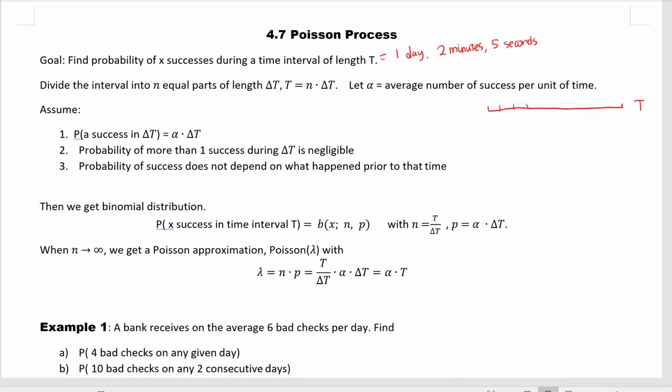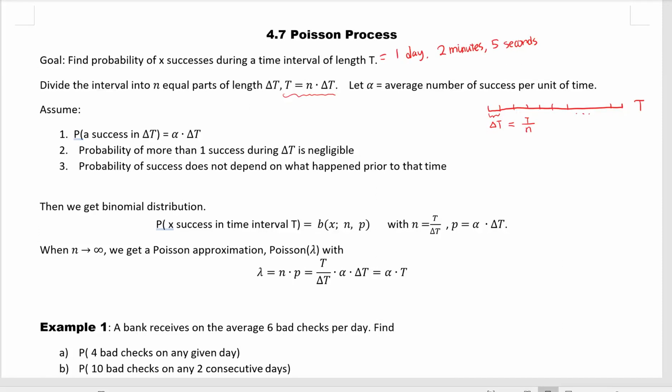Okay, so we want to divide into n equal parts. Each part is change of t. Then what is change of t? Well, that's t over n, right? It's the time interval divided by n. And then we also know that t equals n times change of t.